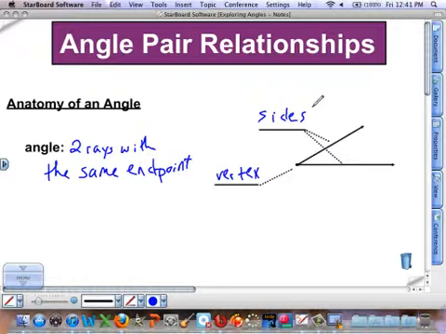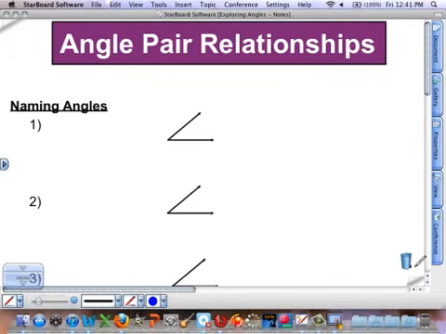I don't use fluffy language in the geometry class. So you guys have to know the definitions. We're going to use those all the way throughout the rest of the semester. Now when we name angles, we have three major ways that we name angles. So we're going to fill these in.